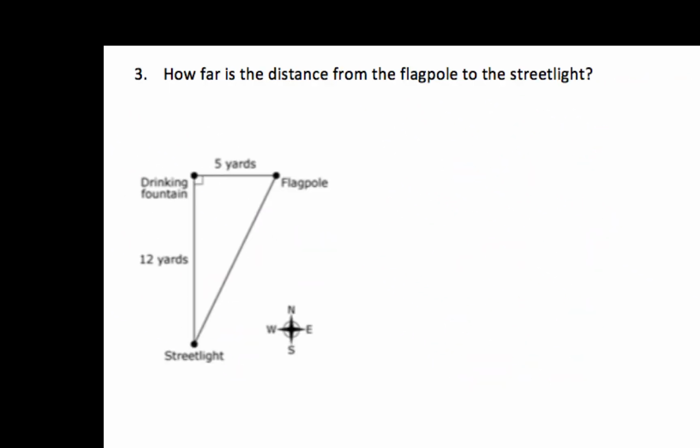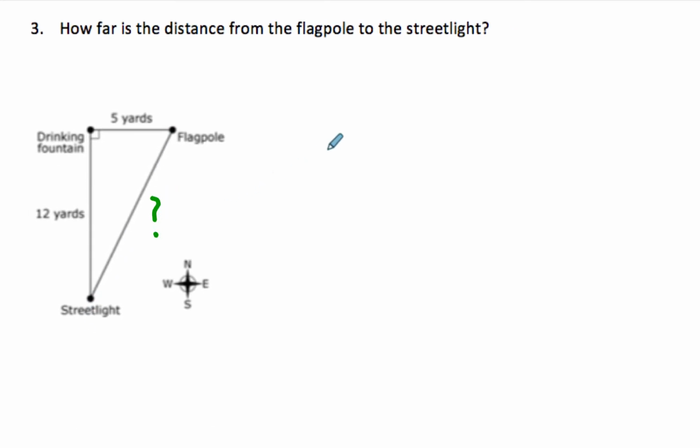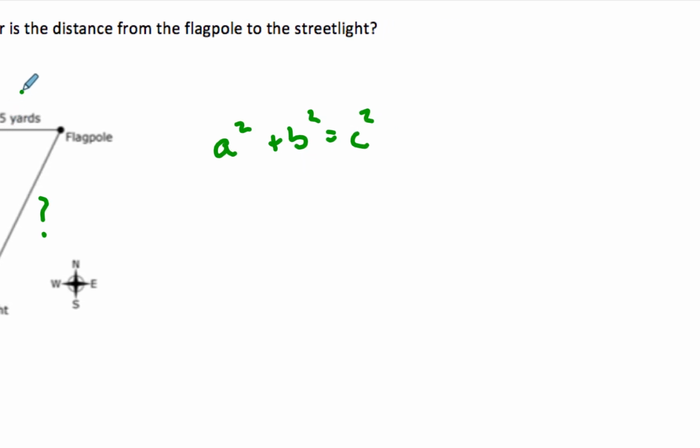Take a look at another example here. This particular one is asking us how far the distance is from the flagpole to the streetlight. So you can see this is going a roundabout way. If we were to go direct from one point to another, that's a straight line, how far would this be? Well, it would help to use that formula, a squared plus b squared equals c squared again. That's the Pythagorean theorem. And your a is going to be one of the legs, and your b is going to be the other leg.